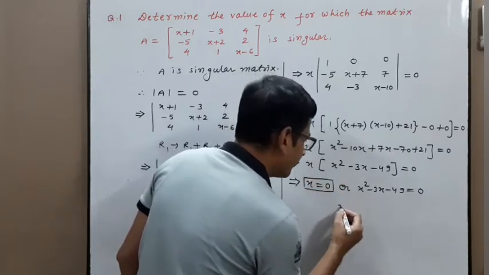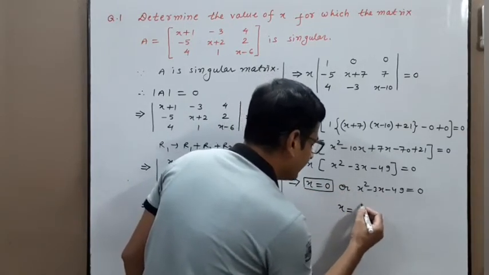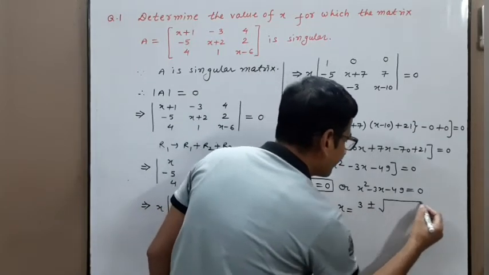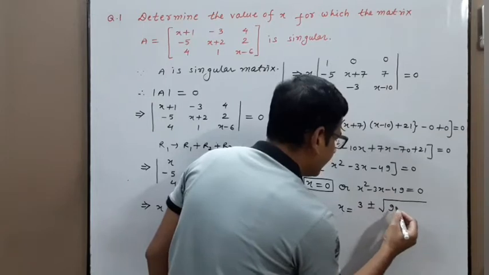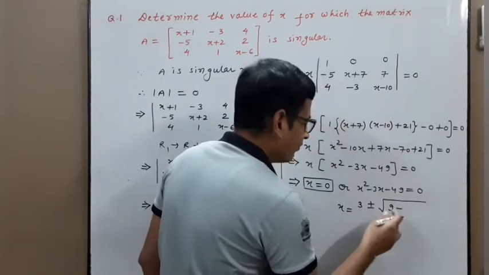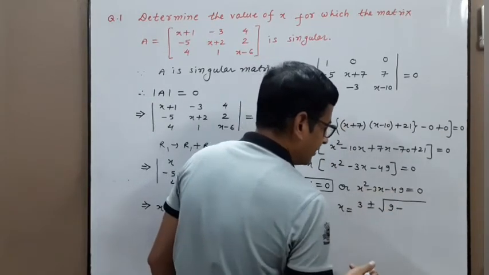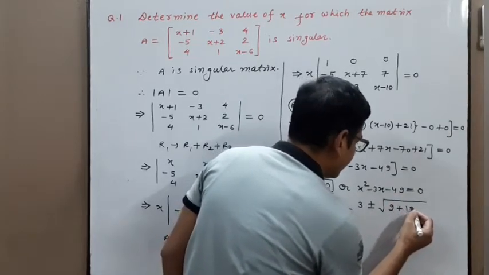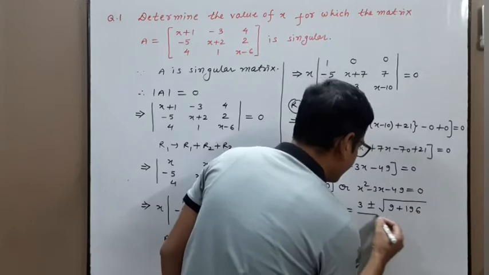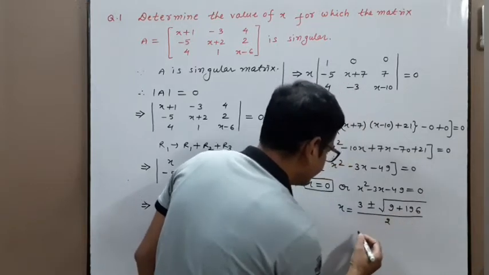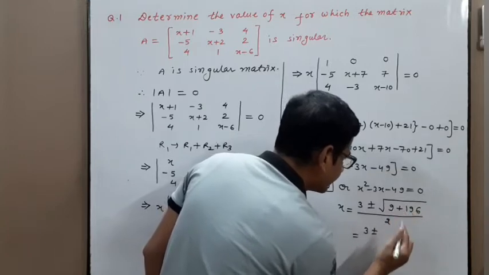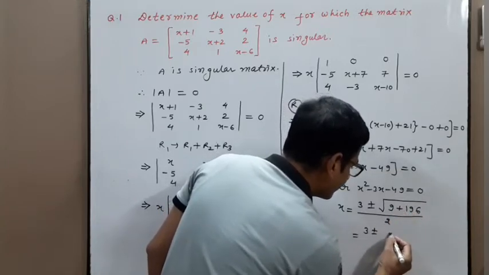Now use quadratic formula: x equal to minus b, so plus 3, plus minus square root of b square, 3 is minus 3, square 9, minus 4ac, 4 into 1 into 49, so 4 times 49 is 196, so plus 196, upon 2a, so equal to 3 plus minus root of 196 plus 9, so 205, upon 2.